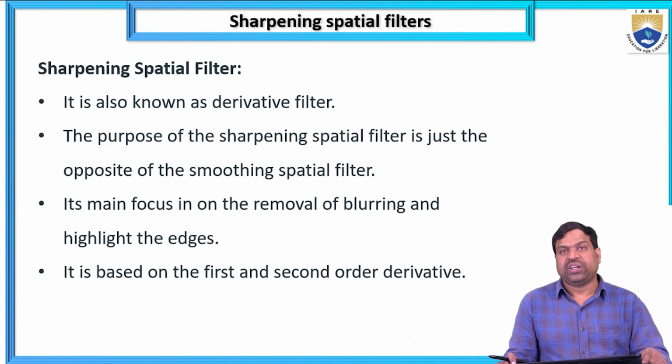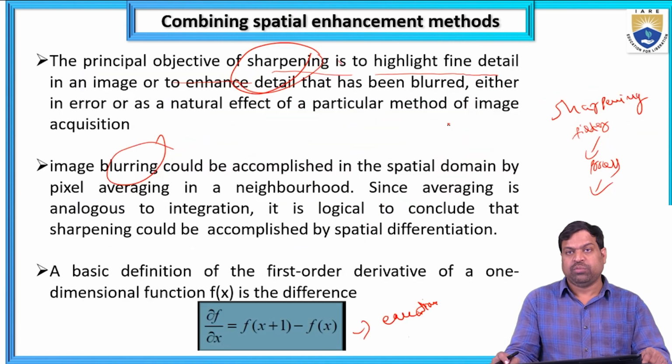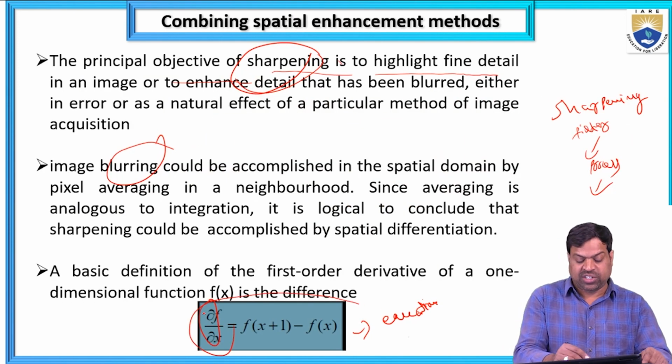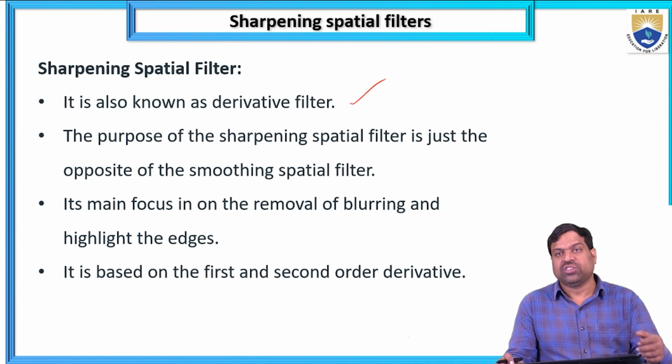So the sharpening filter, the spatial filter, what are the applications? It is known as a derivative filter. Why am I calling it derivative? Because here I am using the derivative. It is a derivative filter. The purpose of the sharpening filter is just the opposite to the smoothing. Smoothing is for removing the blurrings, sharpening is to sharpen the edges.